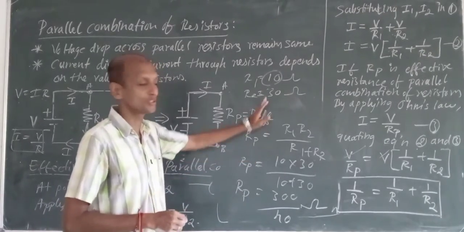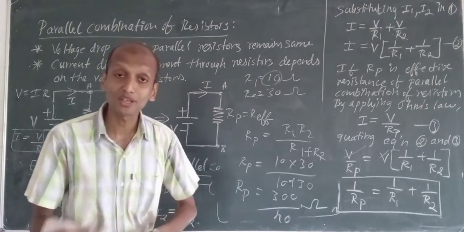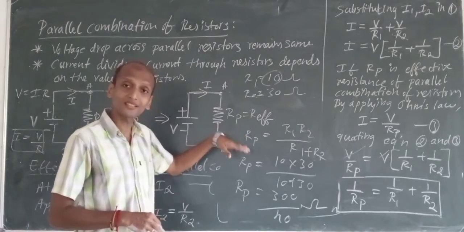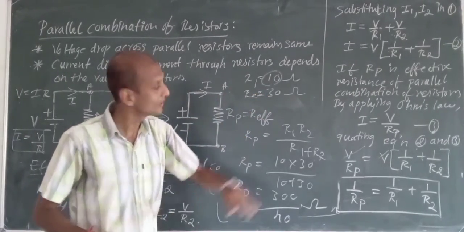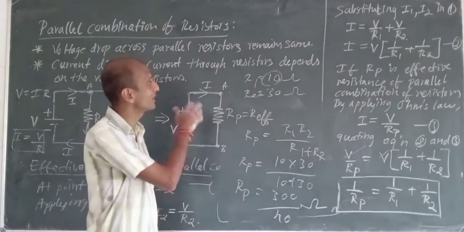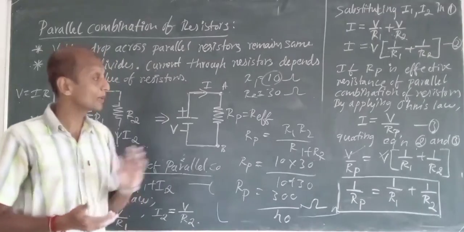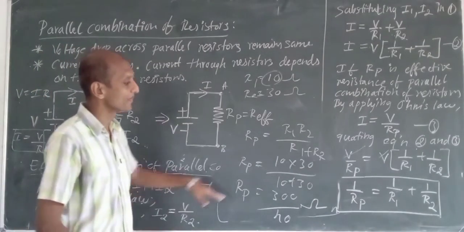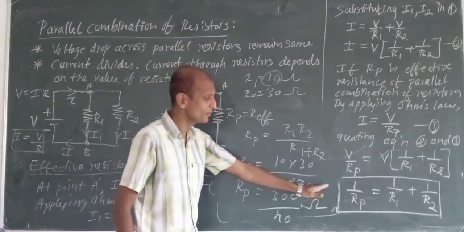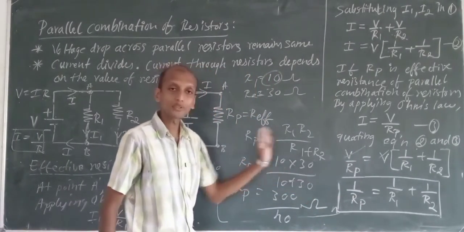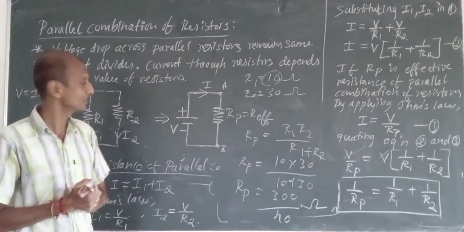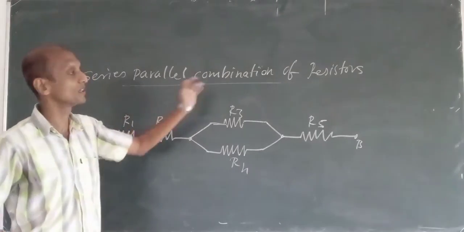When it comes to a parallel combination of resistance, the total or effective resistance will be lesser than the smallest resistor in the combination. This is how I can go for the series combination and parallel combination of resistors. So this is all about the parallel combination of resistors. Now we will see the series-parallel combination of resistors.